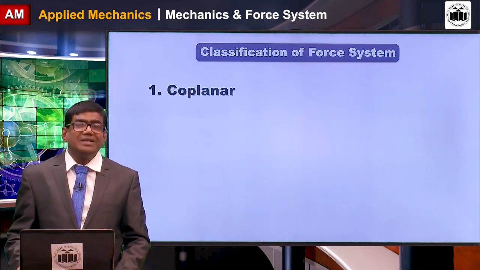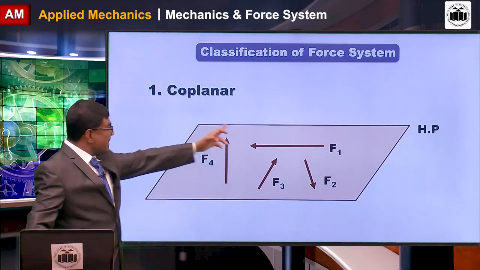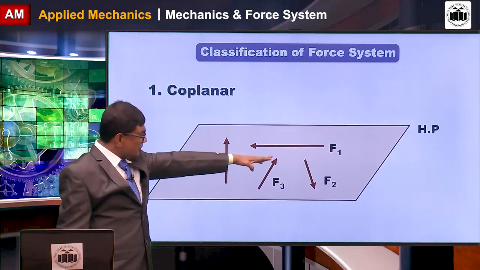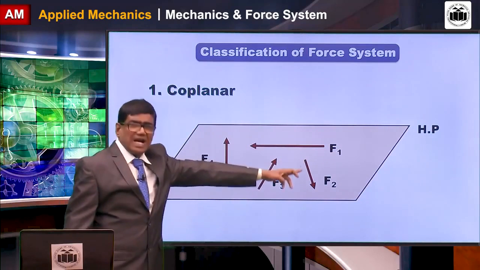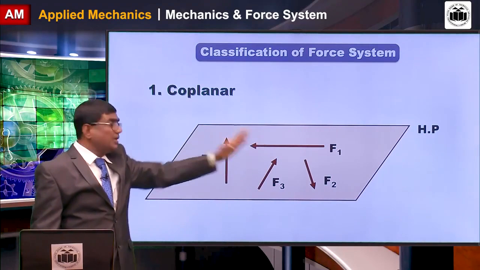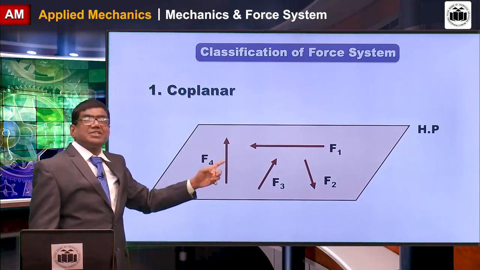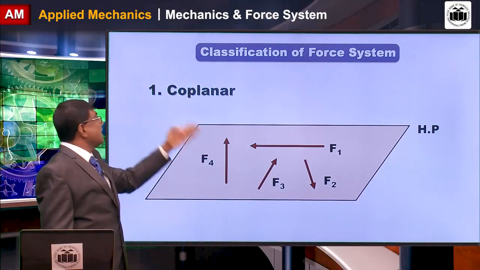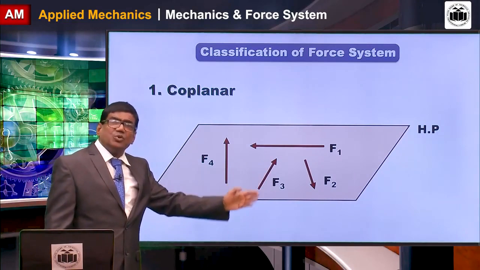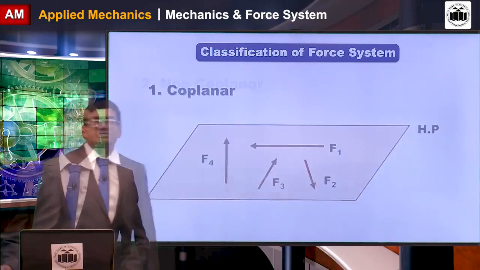First, coplanar. Here, this is nothing but the horizontal plane. In this horizontal plane, all these four forces are acting. They have different magnitudes and different lines of action, but they have a common plane in which they lie. So, these forces are known as coplanar. These forces are also known as plane forces or two-dimensional forces.